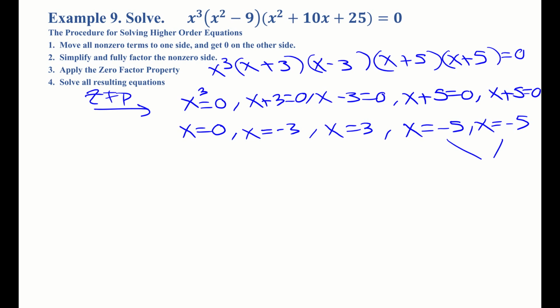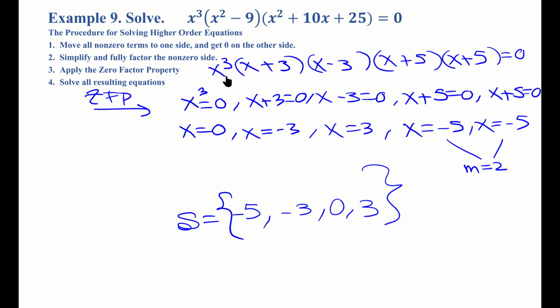So this means the multiplicity of the 0, which is known as -5, is 2. But we're not going to write it twice in our solution set. In our solution set, we're only going to write -5 once, and then we'll write -3. Then the next number up is 0 and 3.